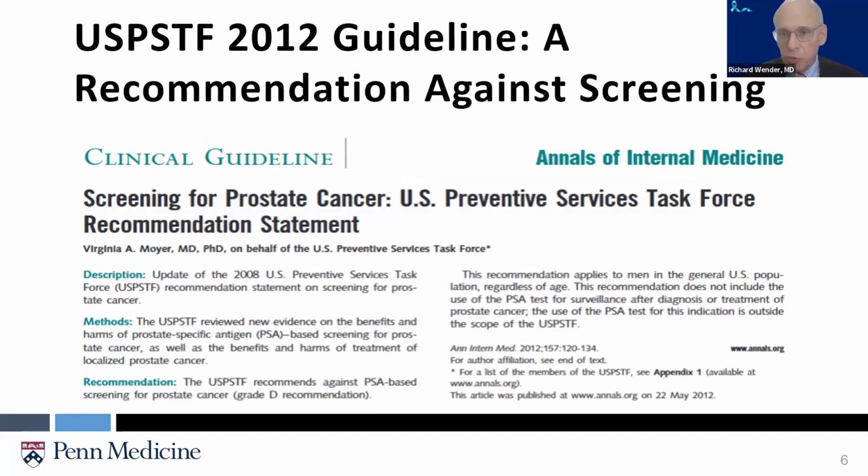I want to talk you through some of the history of guidelines and how the guidelines have had a profound impact on really why we're here and why prostate cancer screening, which had enormous enthusiasm, fell off the radar to some extent.